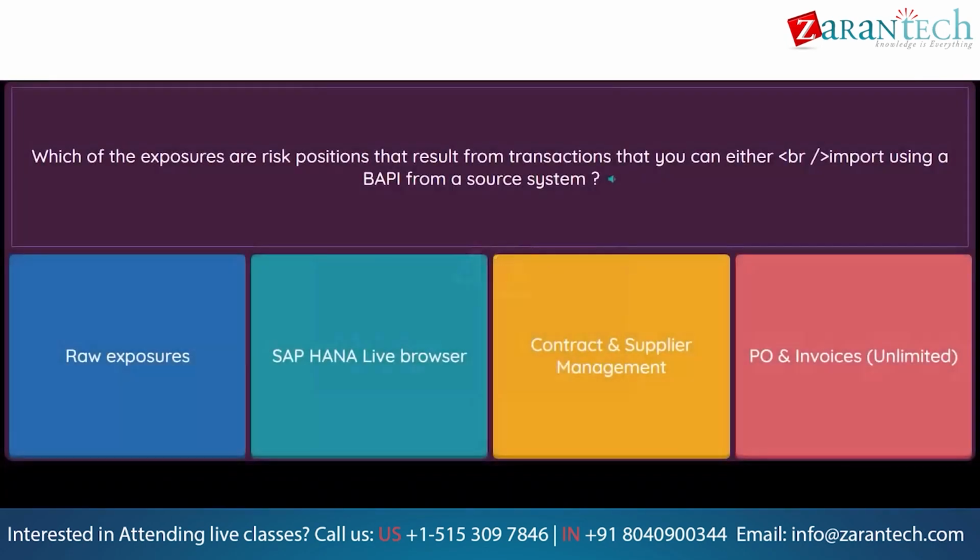Question: which of the exposures are risk positions that result from transactions that you can either import using a BAPI from a source system? Option 1 raw exposures. Option 2 SAP HANA Live Browser. Option 3 contract and supplier management. Option 4 PO and invoices, unlimited.